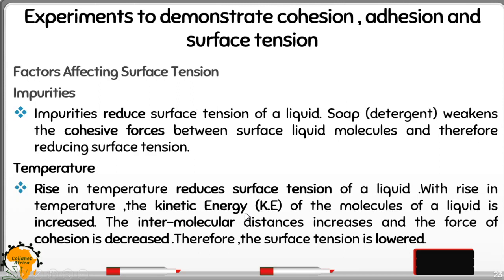So those molecules will acquire a lot of kinetic energy, and therefore they will move vigorously. These molecules are not stagnant, they keep on moving. So when you give them a little energy, they will start moving vigorously, and as they move, they will increase the distance between them, what we call the intermolecular distances. When this one is reduced, then you reduce the force of attraction, what we are calling the cohesion force. When the force of cohesion is reduced, then we say that surface tension is lowered. So rise in temperature reduces surface tension.